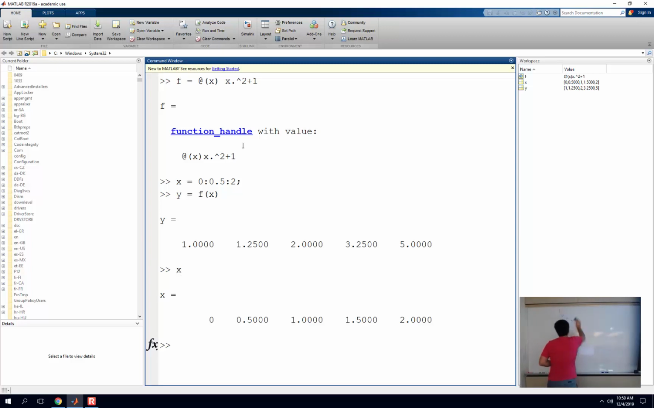Let me draw a better curve or better points. I have 0.5, 1, 1.5, and 2. At 0, I am at 1. At 0.5, I am at 1.25. At 1, I am at 2. At 1.5, I am at 3.25, and then I am somewhere here.